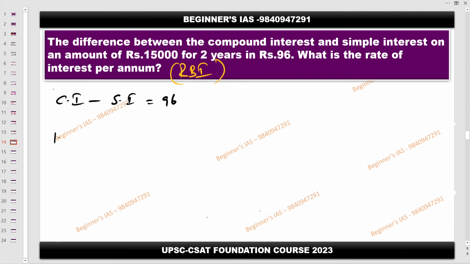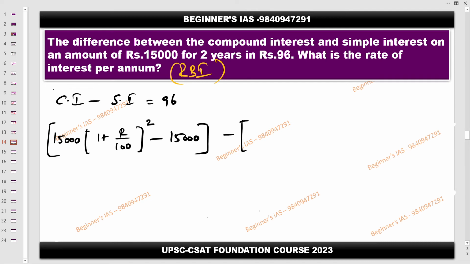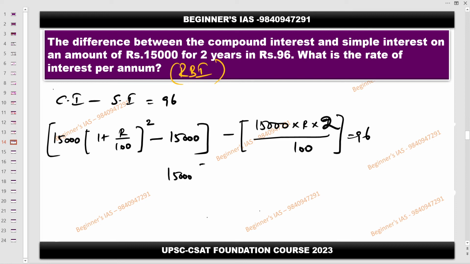You know CI, right? P into (1 plus R by 100) the whole power n, minus P, minus SI, which is PRT by 100, that is P into R into 2 years by 100. So this is equal to 96. So you can take 15,000 as common from throughout the equation.